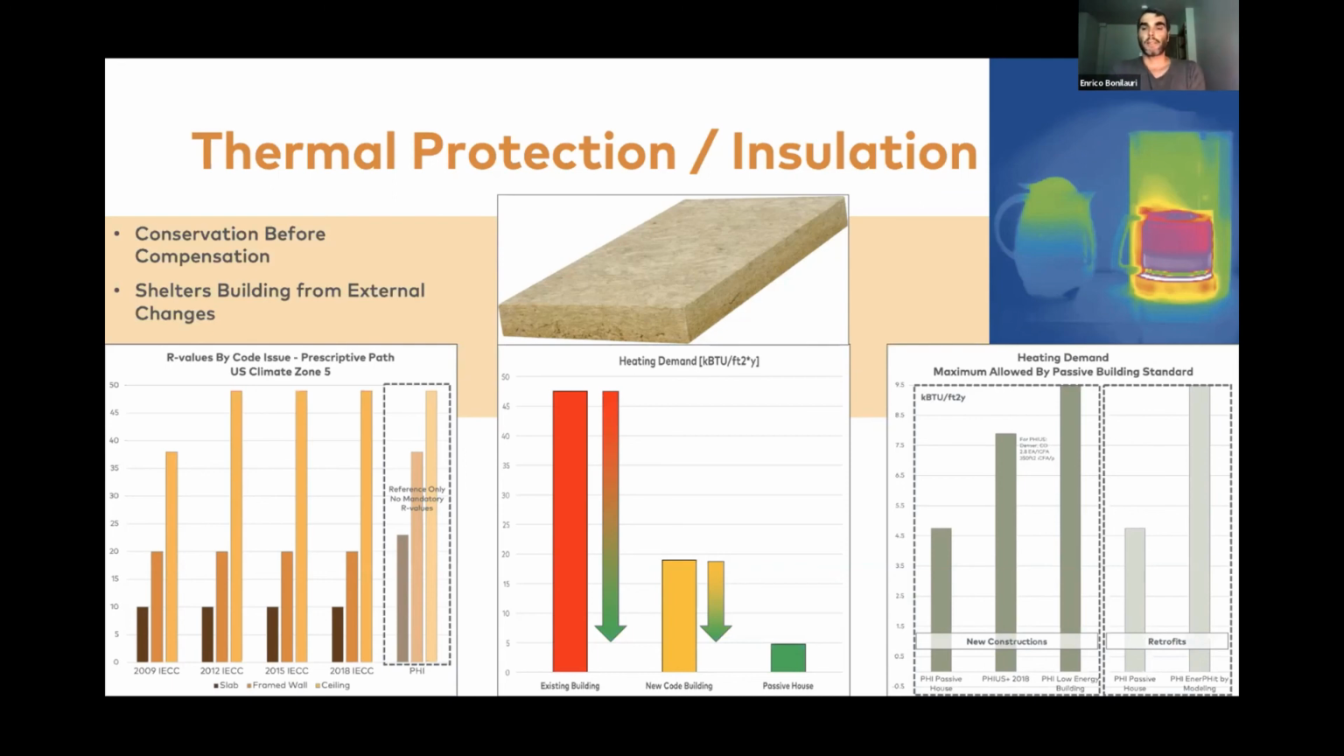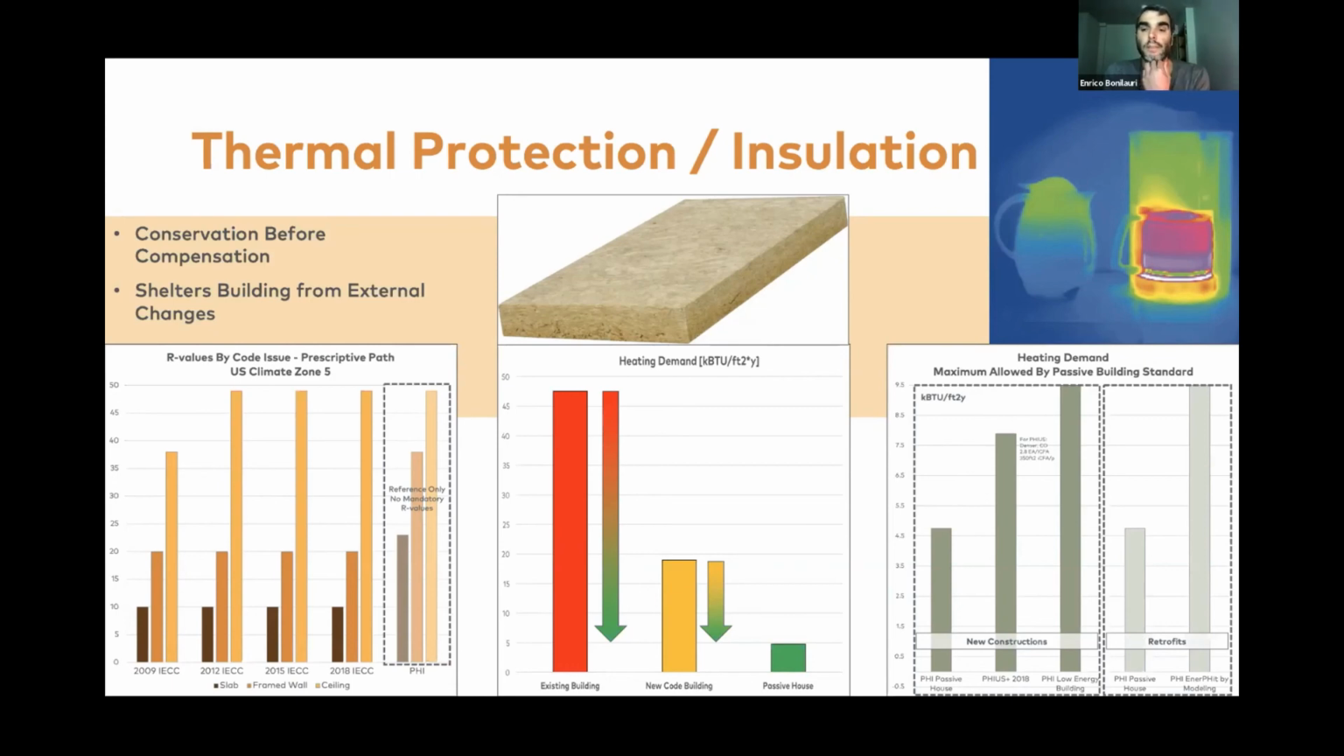And PHI, the International Passive House Institute, also has a standard called the low energy building. The heat demand maximum for that is 9.5. On the right-hand side, we see how this applies to building retrofits.